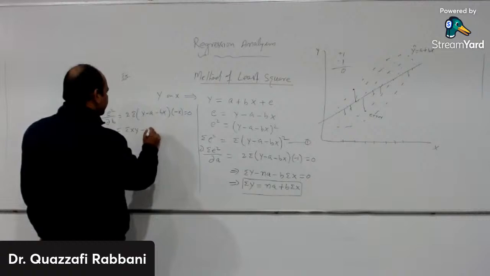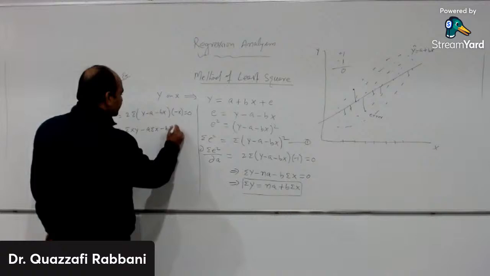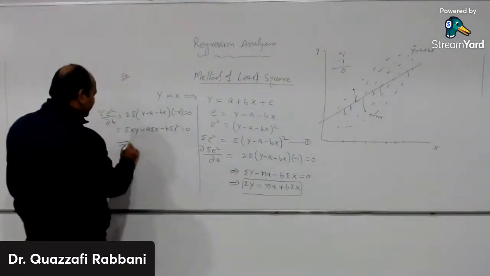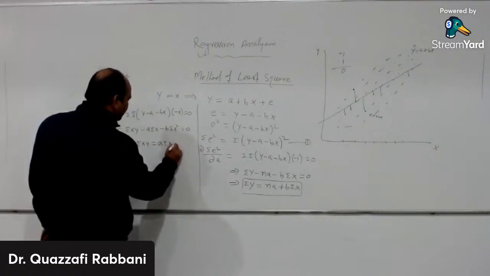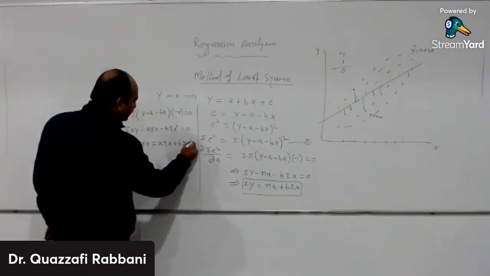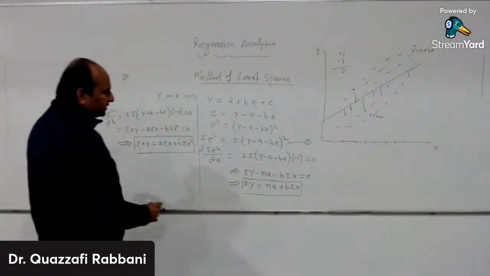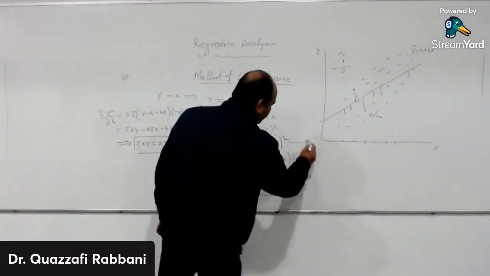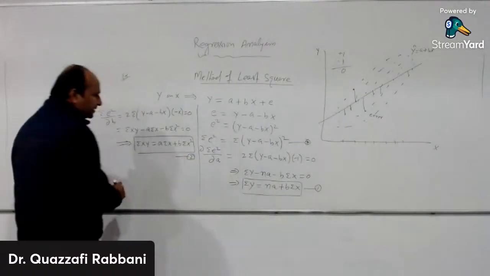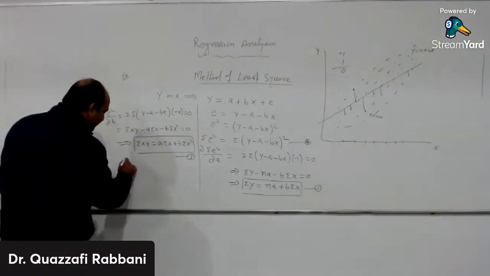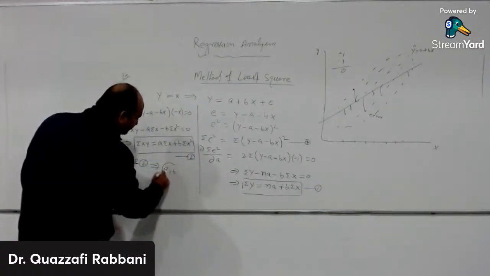minus a summation x minus b summation x square is 0, and you can write this as summation xy is equal to a summation x plus b summation x square. So this is equation 2. Using these two equations, equation 1 and equation 2, you will get the values of a and b.